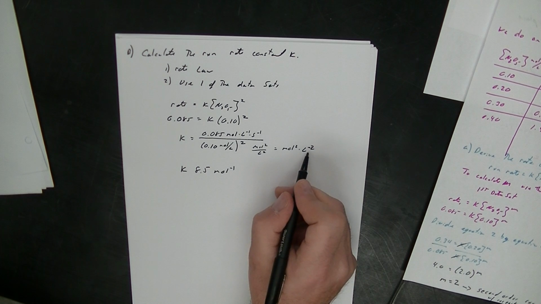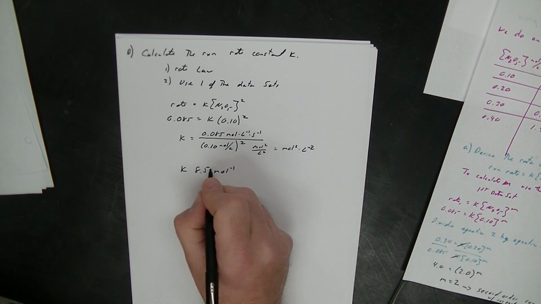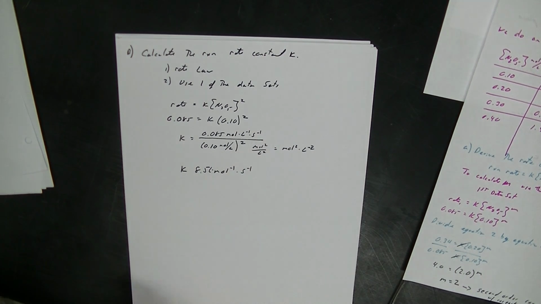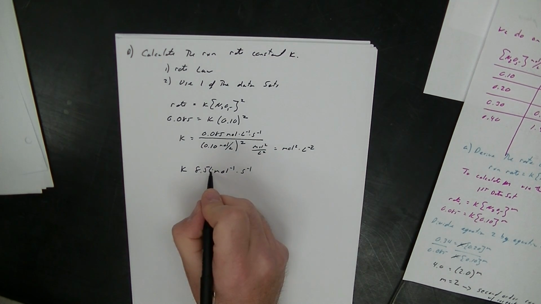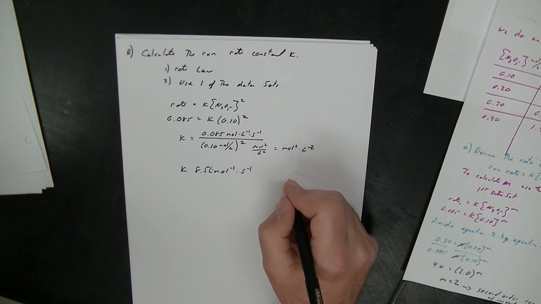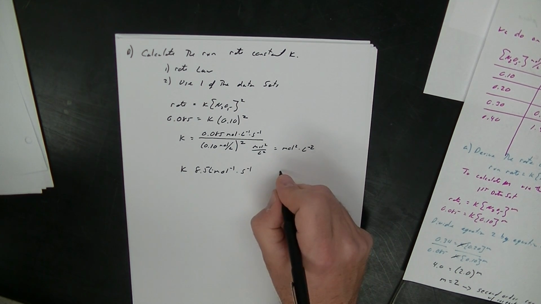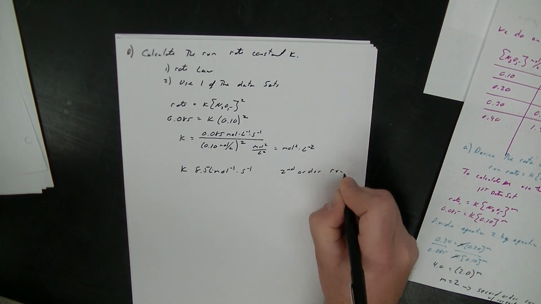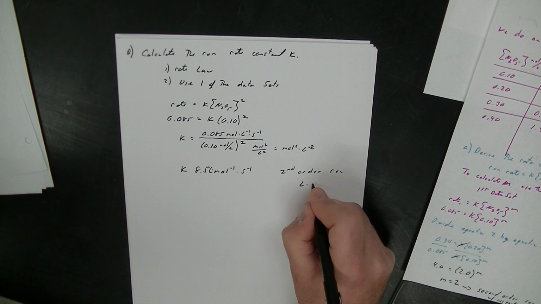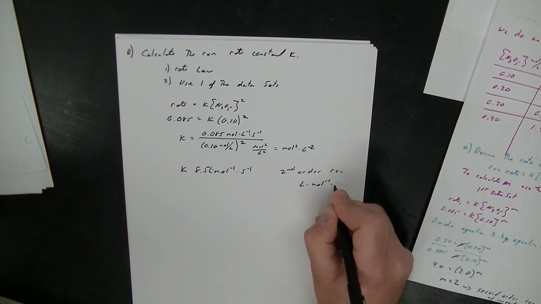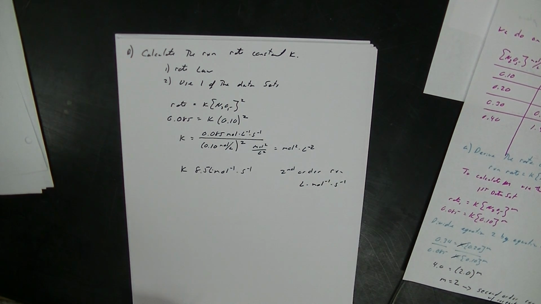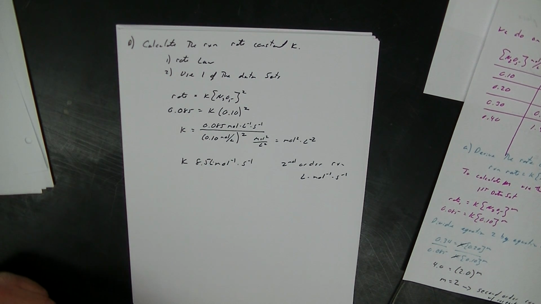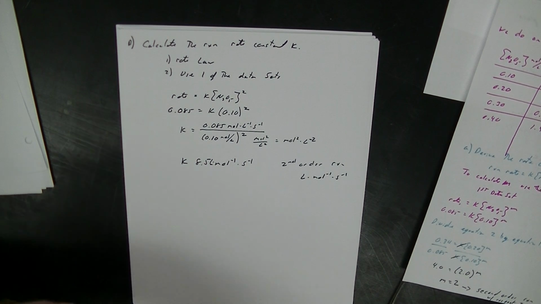The liters actually would go on top, so this would be liter dot mole to the minus 1 dot second to the minus 1. So for our second order reactions, our units are going to be liter dot mole minus 1 dot second minus 1. What's important here is that you're really careful with units.